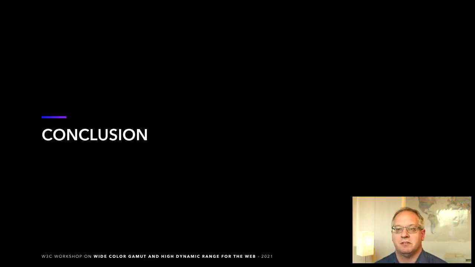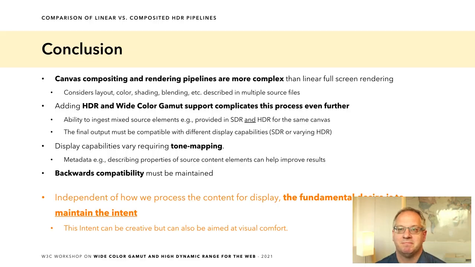And this brings us to the conclusion of this presentation. In this presentation, we have discussed that canvas compositing and rendering pipelines are more complex than linear full-screen rendering ones. For example, canvas compositing pipelines must consider the layout, color, shading, and blending described in multiple source files in order to create the final layout and appearance. Now, adding HDR and wide color gamut support complicates the process even further, as we now have to ingest mixed source elements that can be provided in both SDR and different flavors of HDR for the same canvas.